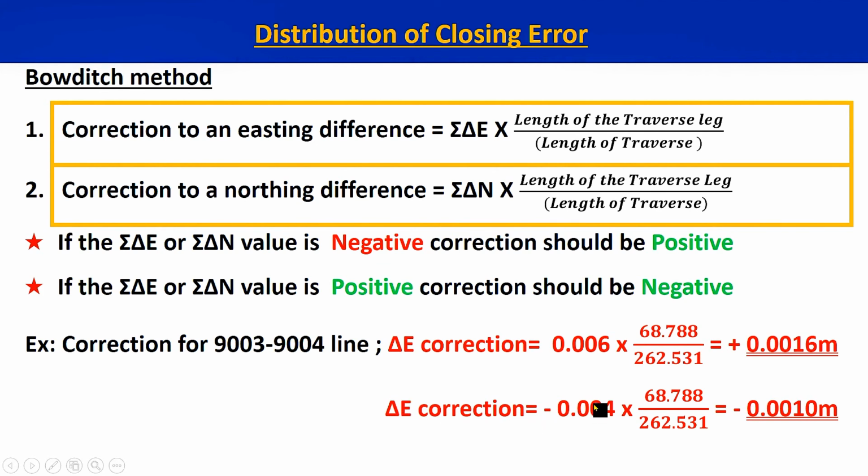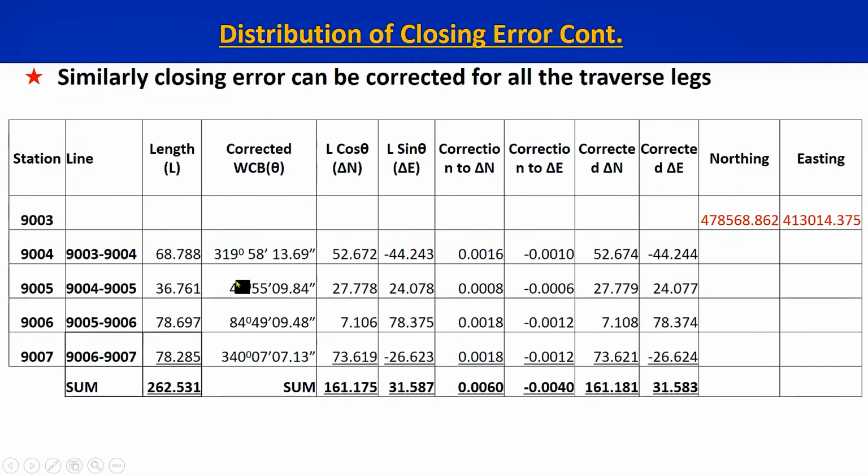So the delta E correction is similar to that, minus 0.004 multiplied by 68.788 meters, that is the length of the particular traverse leg, and divided by the total traverse length 262.531. The answer is minus 0.0010 meters. So now we can tabulate all these like this. All the corrections to the delta N and all the corrections to the delta E can be tabulated, and then the corrected delta N and delta E can be tabulated like this.